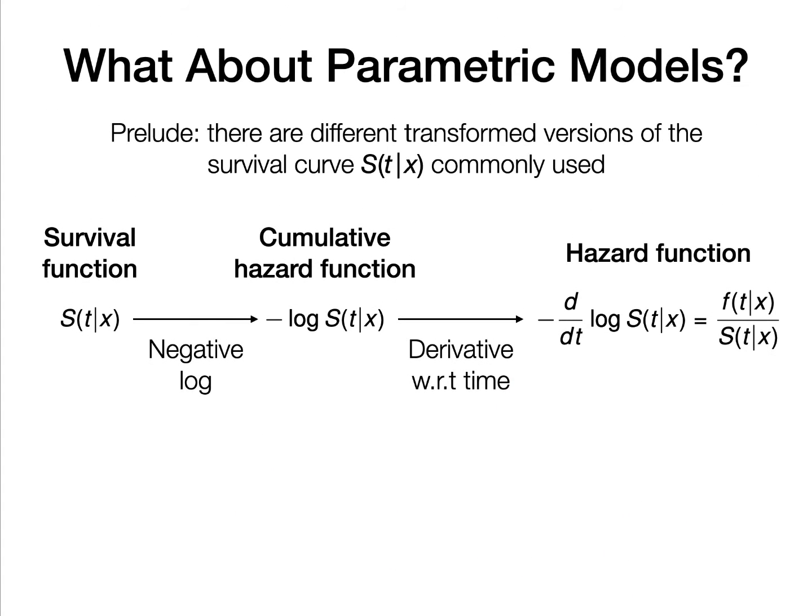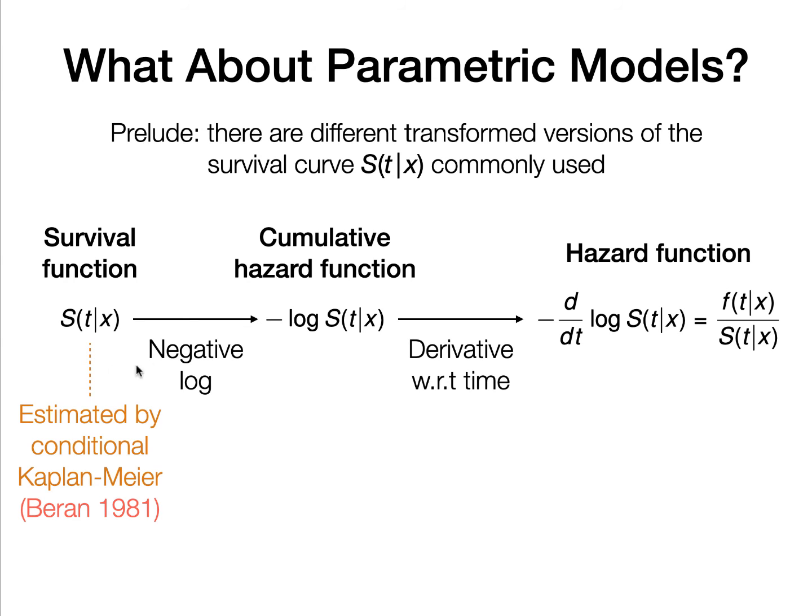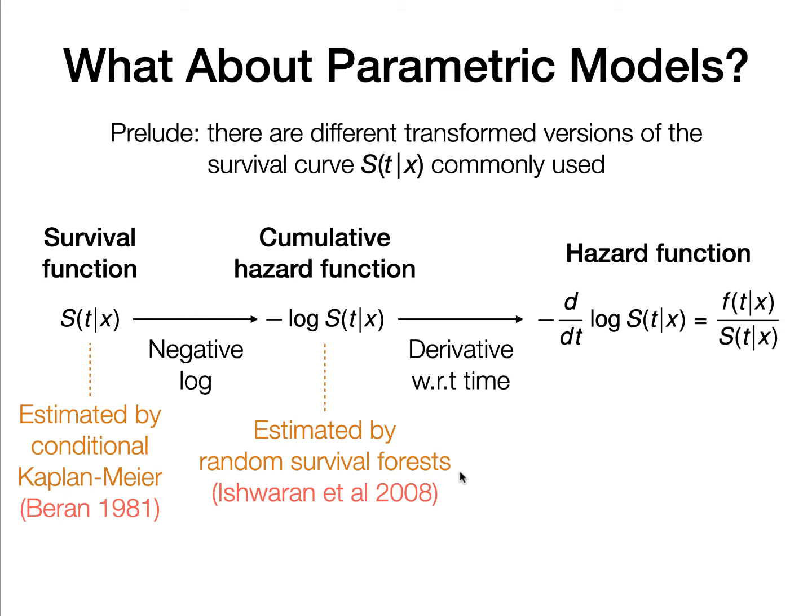And we just saw that the conditional Kaplan-Meier estimator can estimate the survival function. The cumulative hazard function can be estimated, for example, by random survival forests. These are the random forest analog for survival analysis. Back in the original random survival forest paper, they focus on estimating this cumulative hazard function. Lastly, we also have this hazard function, and this is estimated by the model that I'll spend a bit of time talking about next, which is called the Cox proportional hazards model.